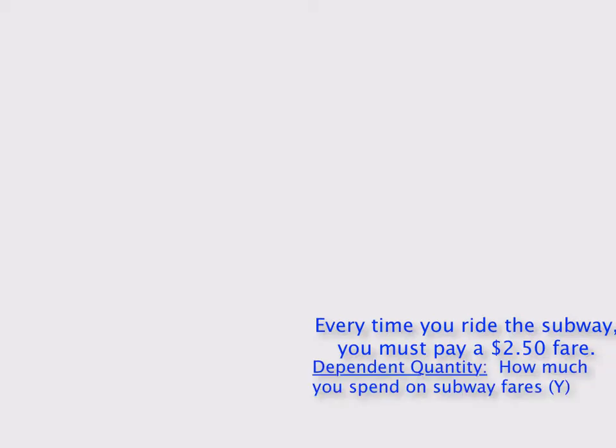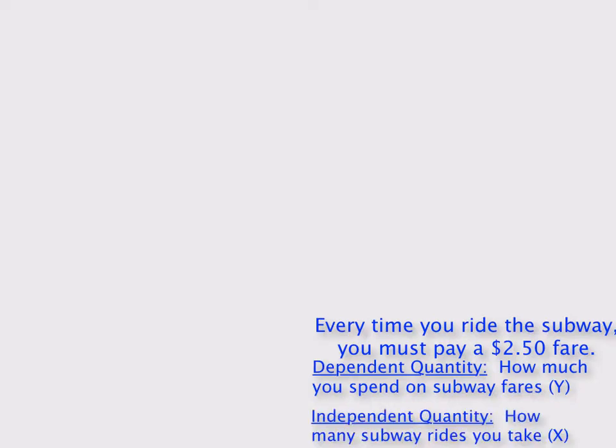I think our dependent quantity is going to be how much you spend on the subway. And let's give that a variable name, y in this case. Our independent quantity is going to be how many subway rides you take. And let's give that a variable name, x. And before we go ahead and graph anything, let's create a quick table of values to find some combinations of how many rides you take and how much you have to spend on them.